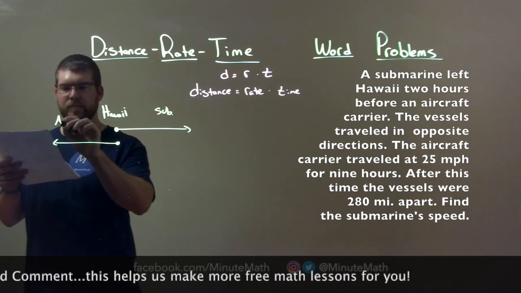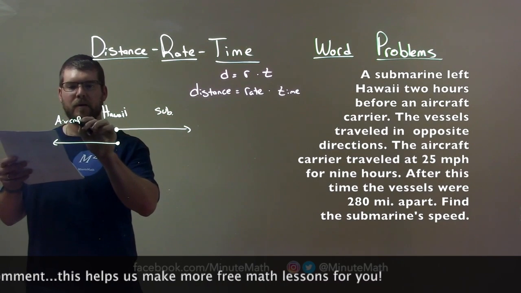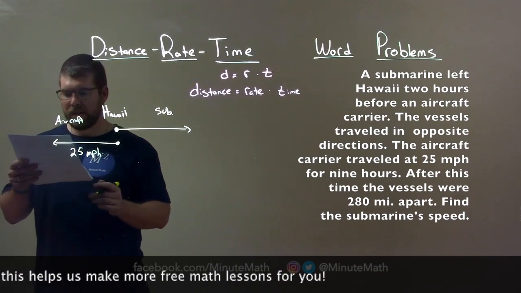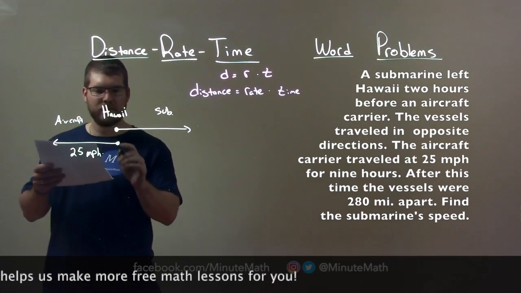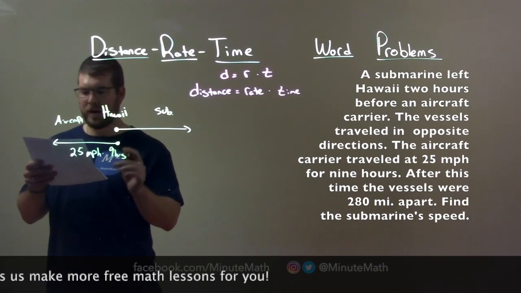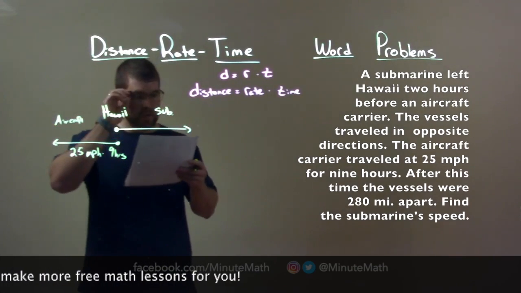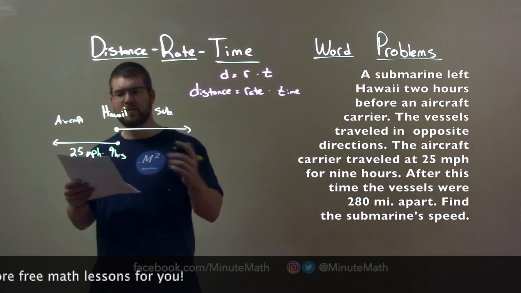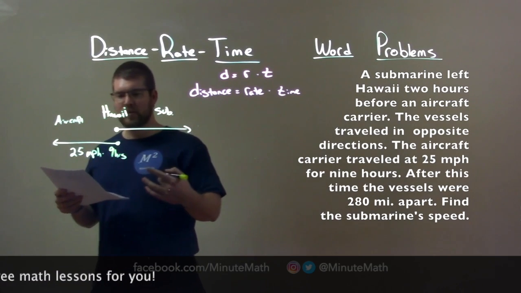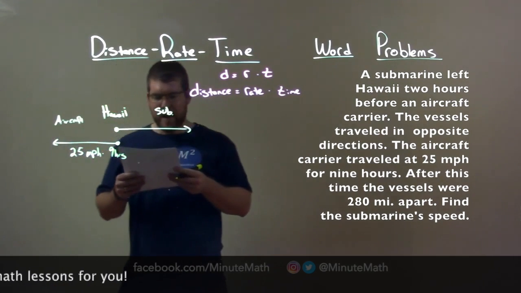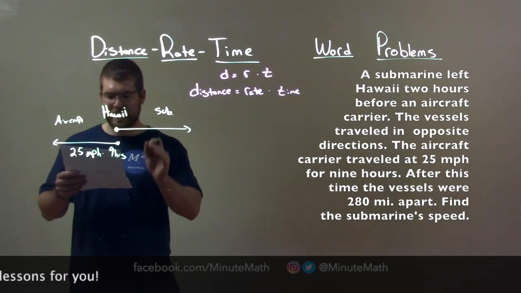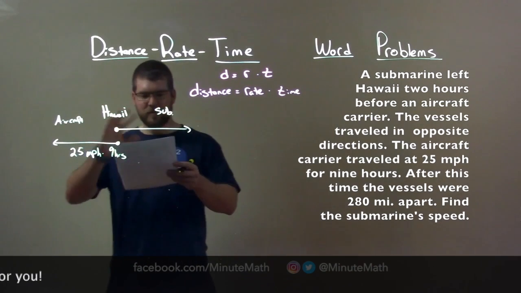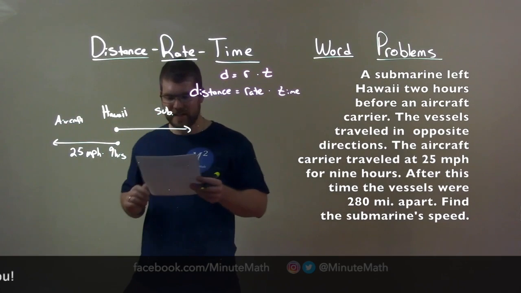And the aircraft carrier traveled 25 miles per hour. And they told us that it traveled for a total of 9 hours. So the submarine left 2 hours before the aircraft carrier, and then the aircraft carrier left and traveled 25 miles per hour for 9 hours. After this time, the vessels were 280 miles apart. We have to find the submarine's speed. So getting a little picture here of what's going on, we know distance equals rate times time.